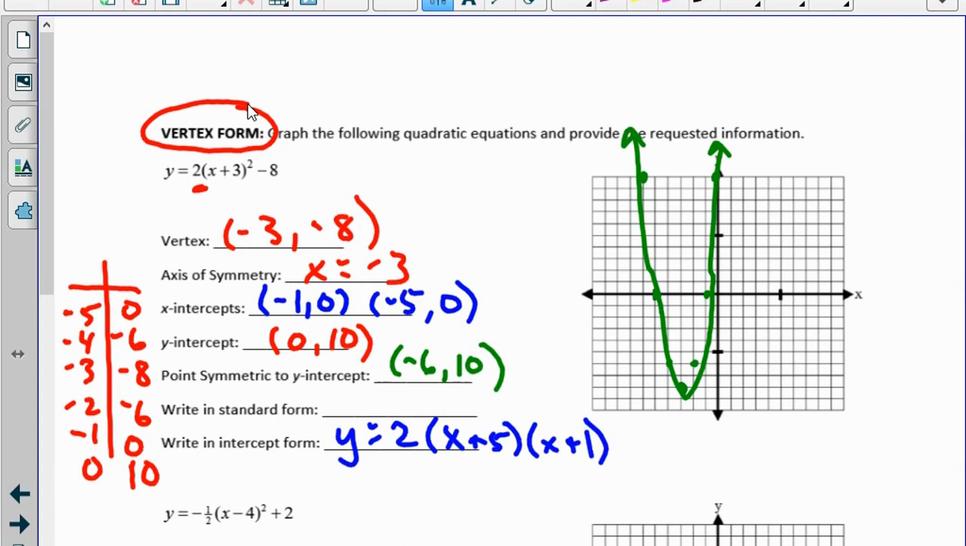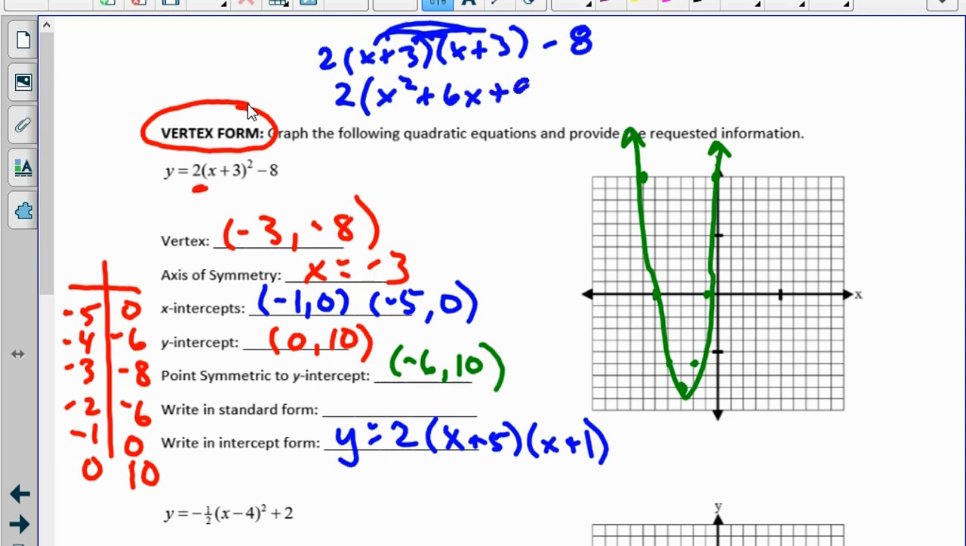Now I'm going to multiply this out, so I get 2 times x plus 3 times x plus 3 minus 8. I'll multiply by the distributive property, so I'm going to multiply all 4 of those things. I get x squared plus 6x plus 9, and then I distribute the 2 in, so I get y equals 2x squared plus 12x plus 18 minus 8 gives me plus 10. That's good because my y-intercept was at 10. That's problem 1.